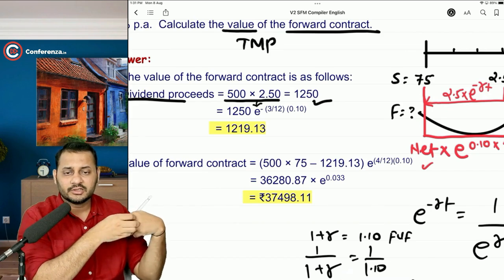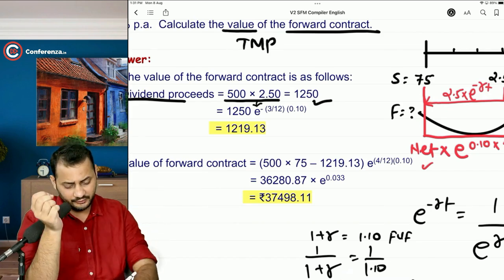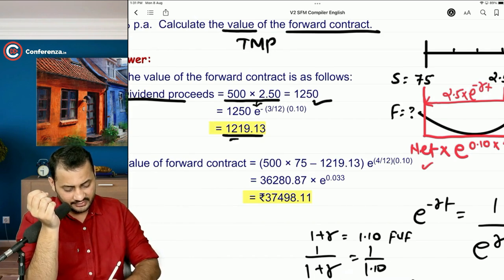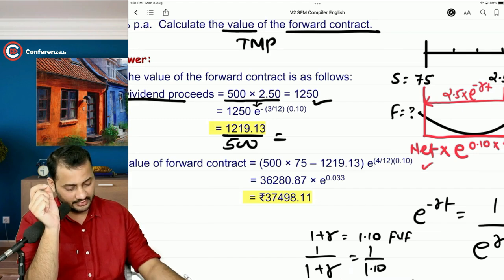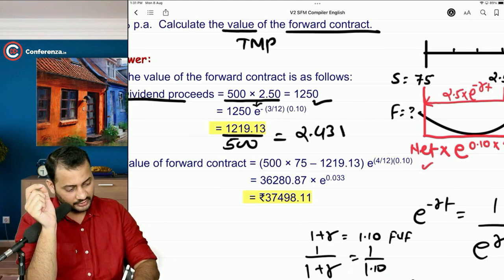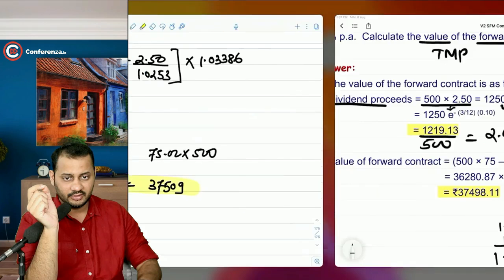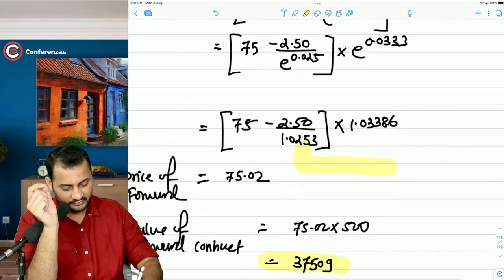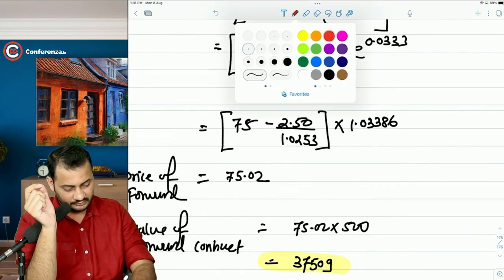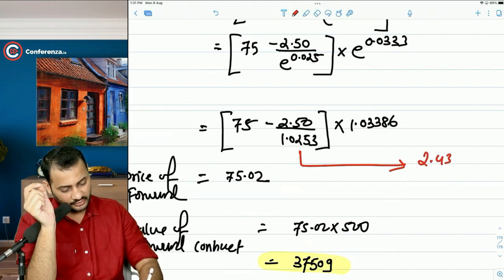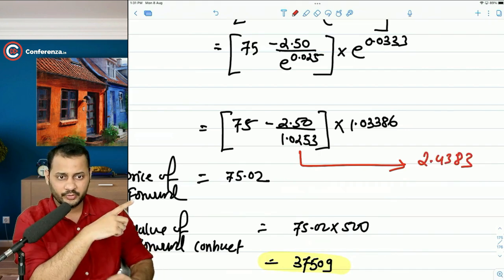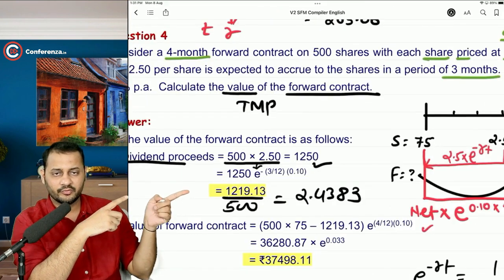So let's just find out. If you divide this again by 500, you will get the present value of the dividend: 1219.13 divided by 500, which comes to 2.4383, right? Let's find out the dividend here. 2.50 divided by 1.0253 comes to 2.4383. This is also coming to 2.4383. This is also coming to 2.4383, right?